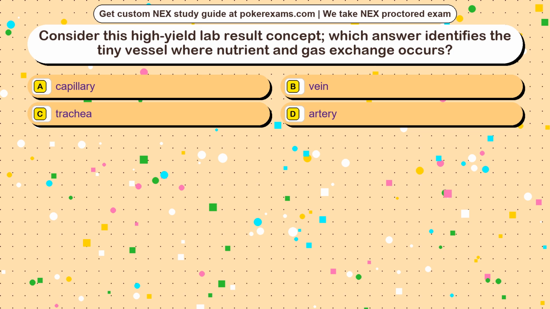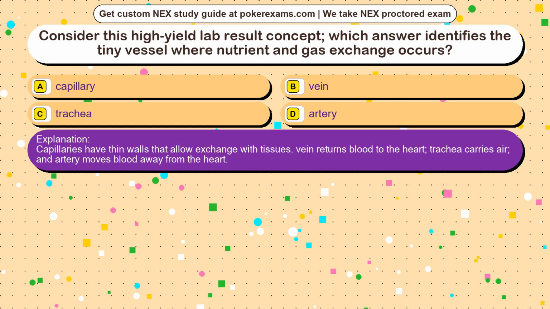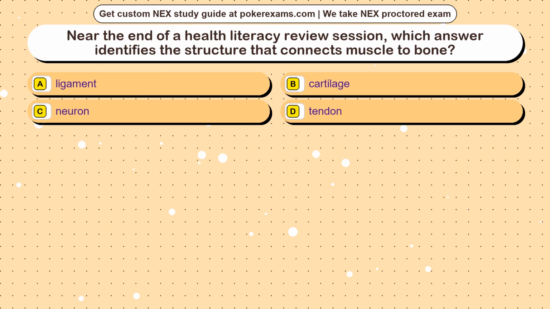The correct answer is option. Capillaries have thin walls that allow exchange with tissues. Vein returns blood to the heart, trachea carries air, and artery moves blood away from the heart. Question 19. Near the end of a health literacy review session, which answer identifies the structure that connects muscle to bone? Option A, ligament. Option B, cartilage. Option C, neuron. Option D, tendon.